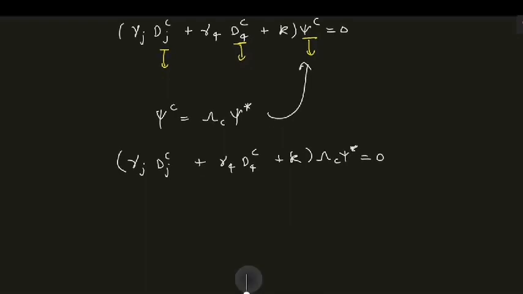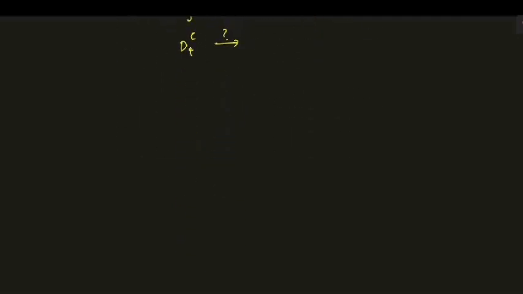Now let's get back to our job. Our job is to first evaluate D_j charge conjugated and D_4 charge conjugated. These are the two tasks. The first task we have for today is D_j c. Let's calculate this. Before this, you should know what D_4 and D_j are.